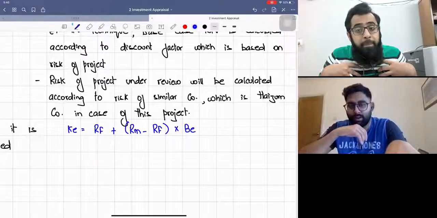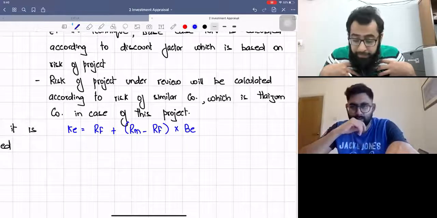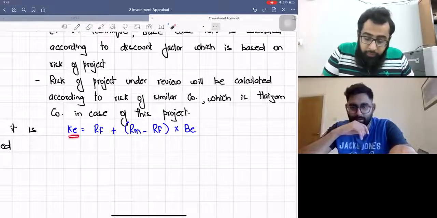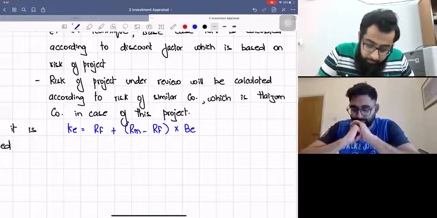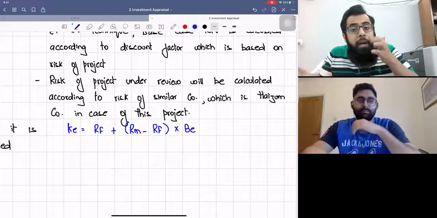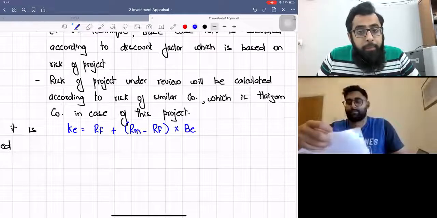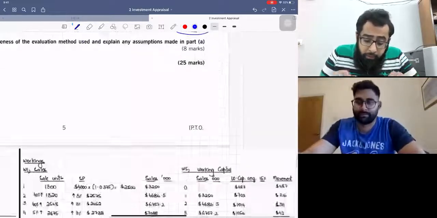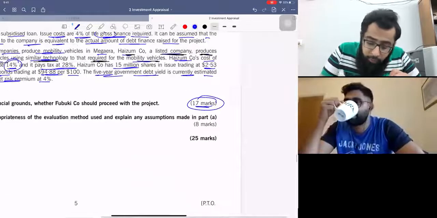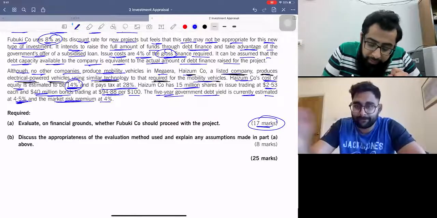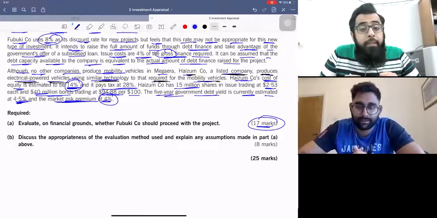What have you written there? The first thing, cost of equity. Cost of equity is equal to RF, the risk-free rate, plus RM minus RF into beta equity. Now, basically I use this because I was provided with the cost of equity, which is 14%. I am provided with RF and the premium of 4%.